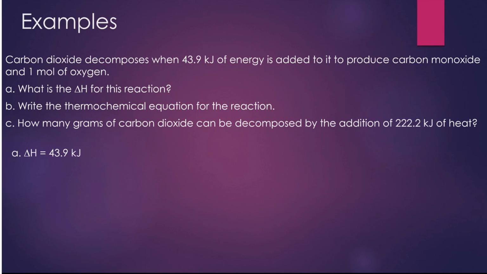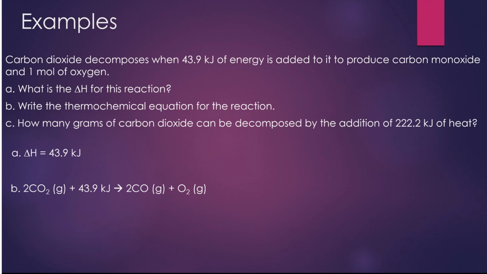So part A, carbon dioxide decomposes when 43.9 kilojoules of energy is added. Added would be, it's a reactant. It's going into the equation. It's an endothermic reaction. So we have a positive delta H, 43.9 kilojoules.